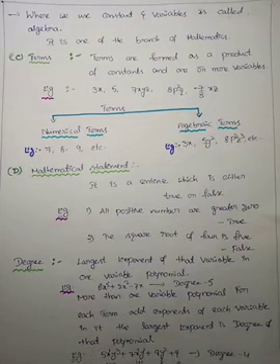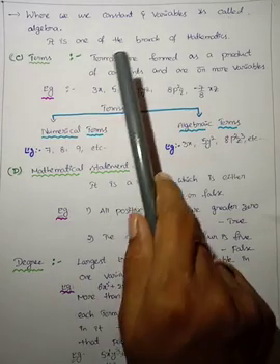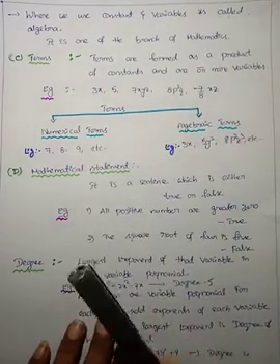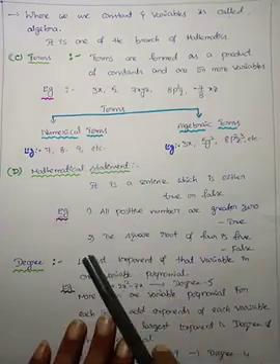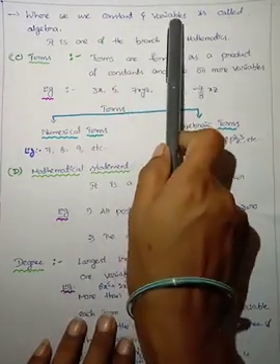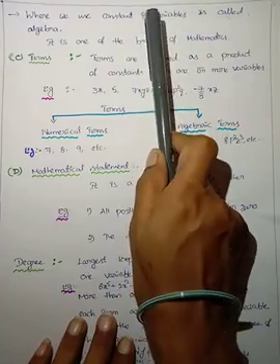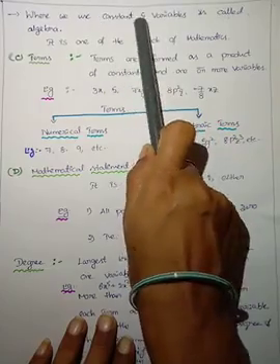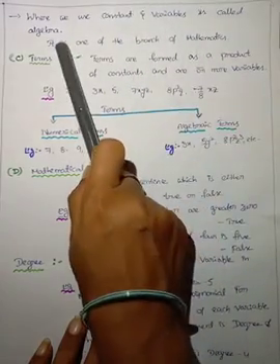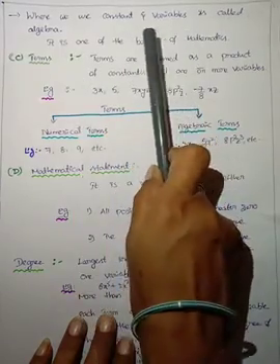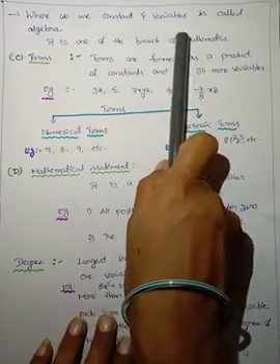Now, where we use constants and variables is called algebra. We already know about constants and variables. Constants are not changed, variables are changed. With constants and variables we do algebra. Algebra is one of the parts of mathematics.